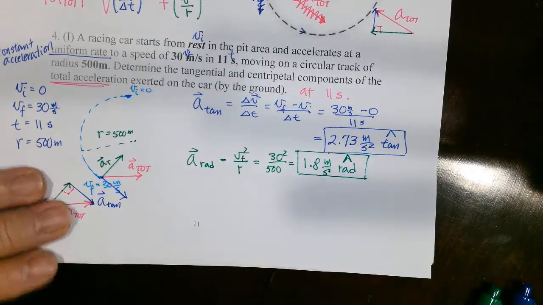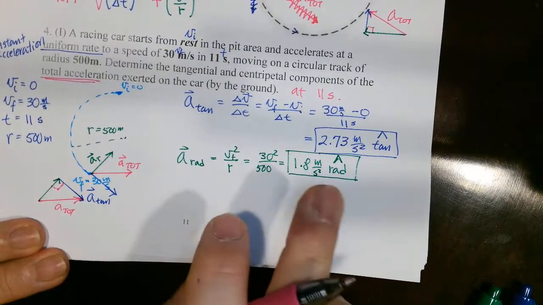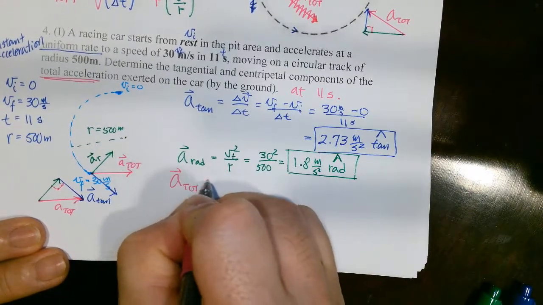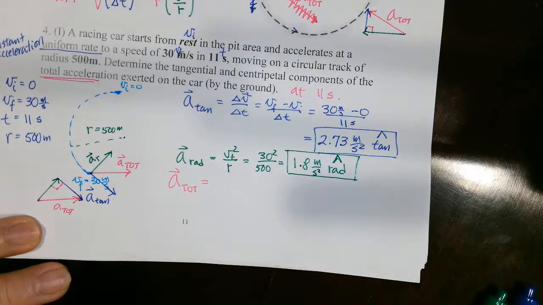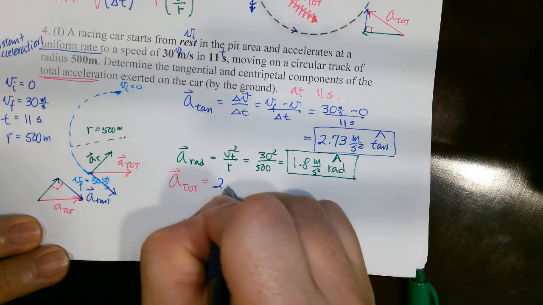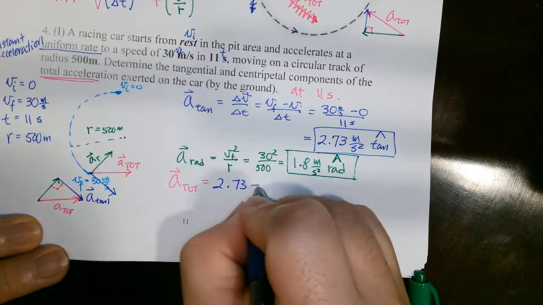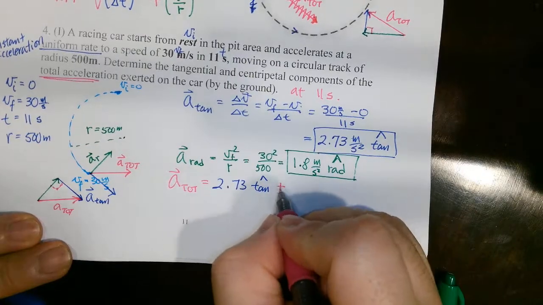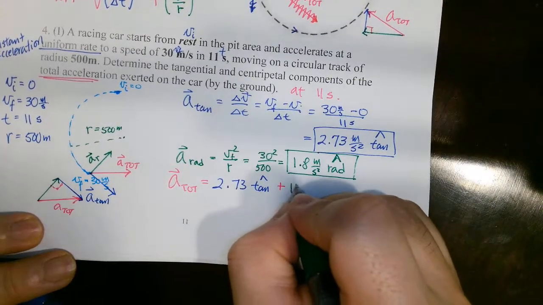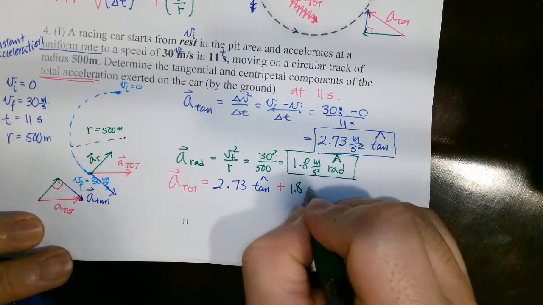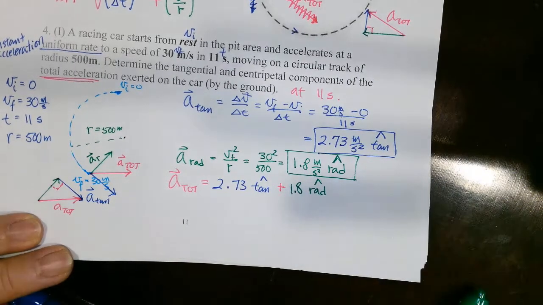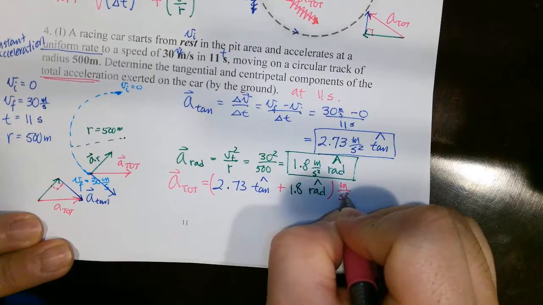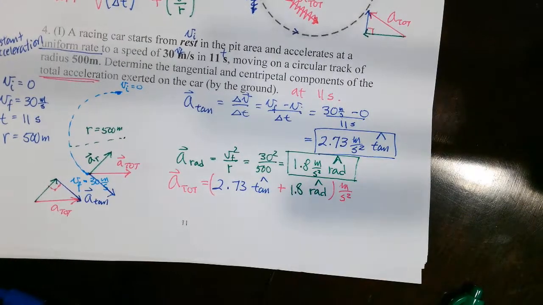So if we were to represent my A total in vectorial form in the Cartesian way, it would be 2.73 tan hat plus 1.8 radial hat, meters per second squared.